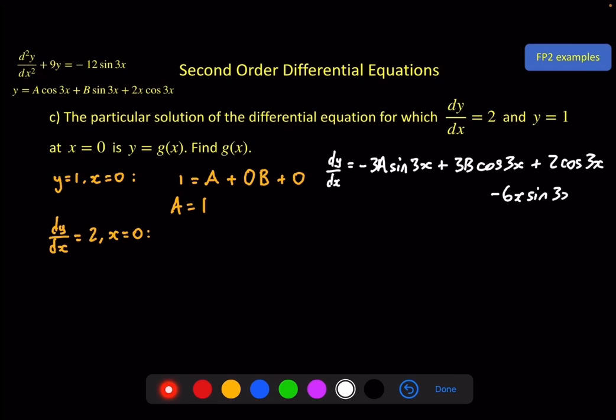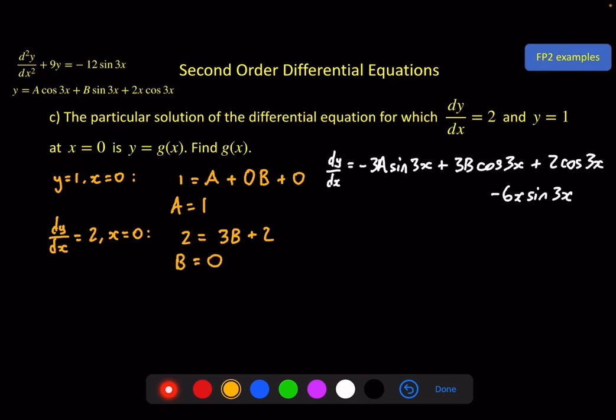So this whole thing is equal to 2 when x is equal to 0, and when x is equal to 0, this term is 0, and this term is 0, which gives us 3b times 1, so we get 3b. So on the left we have dy by dx, which we're told is 2, and on the right so far we have 3b, and then 2 cosine 3x, so that's plus 2. And that tells us that b must equal 0.